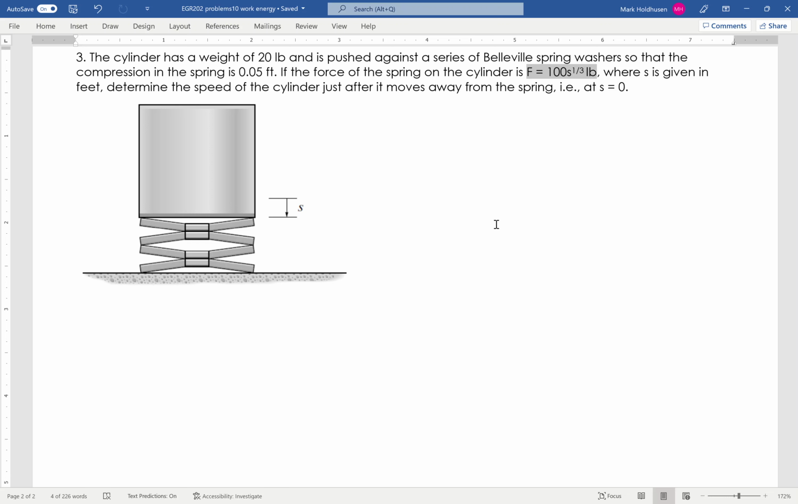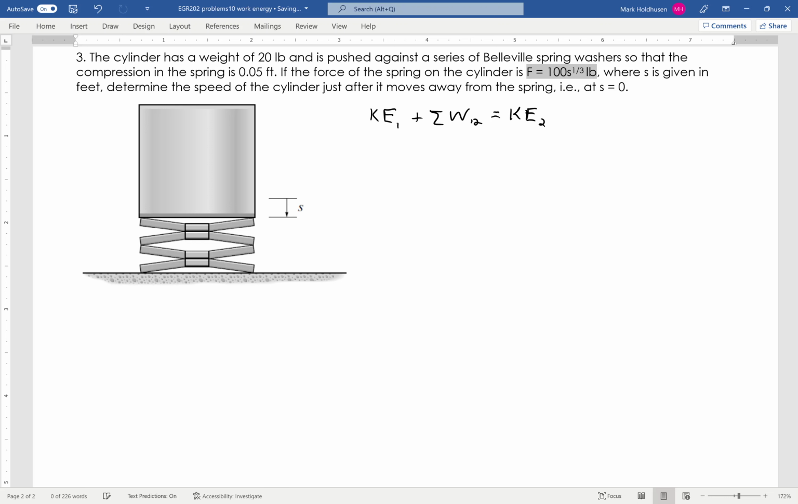And I want to determine the speed of the cylinder right as it gets back to zero. Right when it pops up and gets to full extension, or back to neutral, I should say. So again, my equation here is going to be my initial kinetic energy plus all of the work being done equals my final kinetic energy.